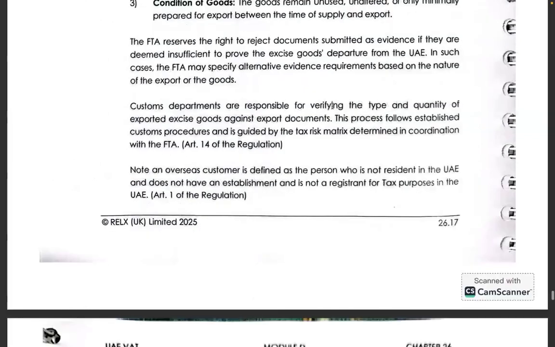Customs departments are responsible for verifying the type and quantity of exported excise goods against export documents. So who is responsible to verify the type and quantity? It is the customs department, and they should verify against the export documents. The process follows established customs procedures and is guided by the tax risk matrix determined in coordination with the FTA.